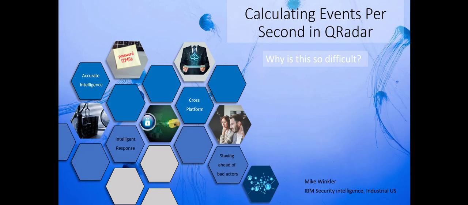Good afternoon, everybody. Mike Winkler here, and we are here to talk about calculating the events per second rate in QRadar, with the terribly appropriate subtitle of Why Is It So Difficult? This, ironically, is a little more difficult than we originally planned.